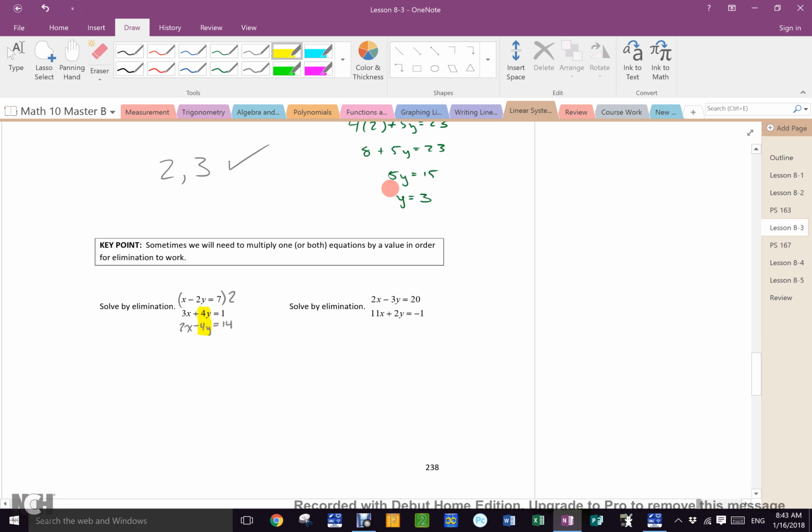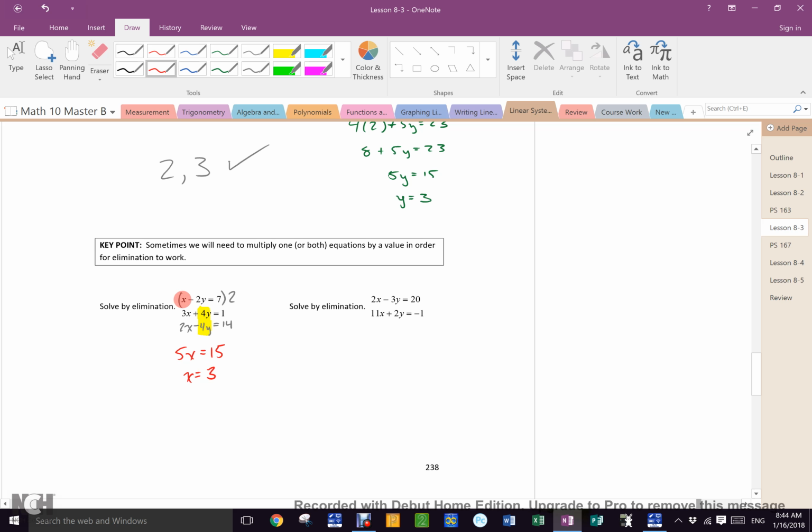There's my elimination, right? So all I do is add them together to get rid of the y. What's 3 plus 2? 5x. What's 1 plus 14? 15. What does x equal? 3. Now, Daniel, what can I do with every x I see?